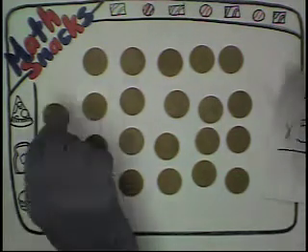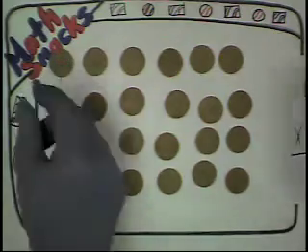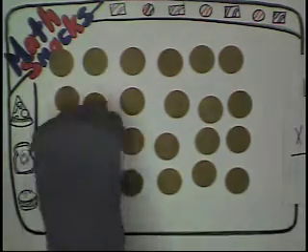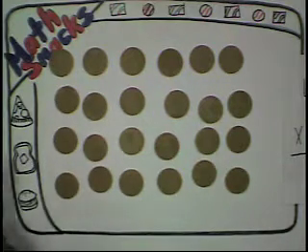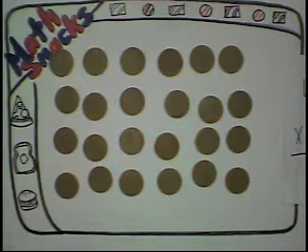Would I add this way or this way? 4 times 6, I need to make these 6s. And do you have 4 groups of 6s there? I have 4 groups of 6. So there must be 24.